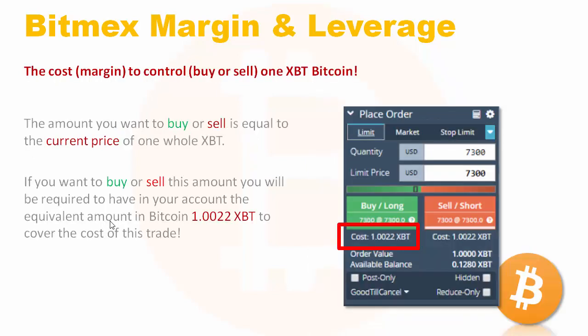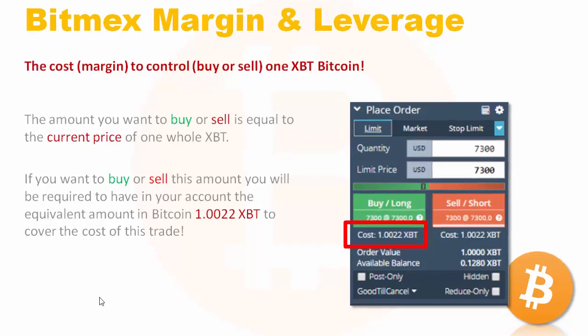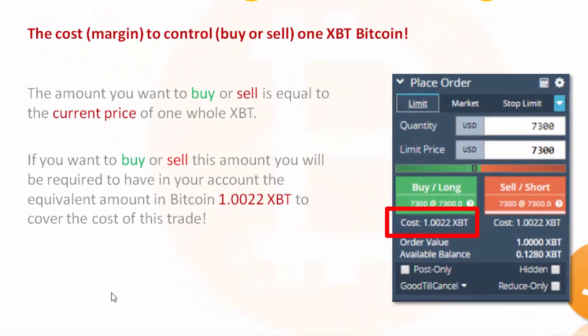So what we're looking at is the cost of the margin to control or buy and sell one Bitcoin. Remember, we're looking at 7,312, and to make things easier, what I've done here is round this down to 7,300. So what I'm saying is that I want to control one full Bitcoin. The price is currently 7,312, but if it drops down to 7,300, then count me in. To do this, I need to have in my account a full Bitcoin.